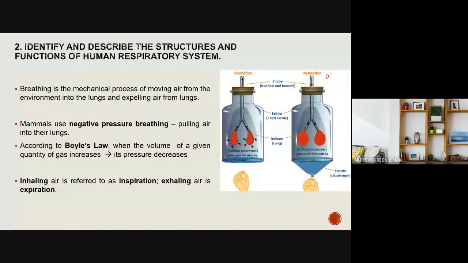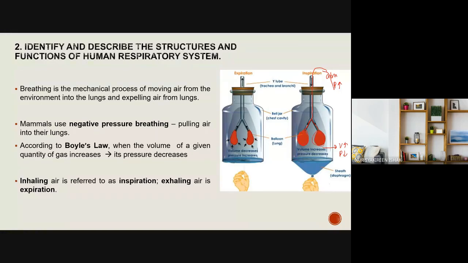Okay, so this is the atmosphere. The atmospheric pressure outside is high, and when you inhale, the volume increases and the pressure decreases. So when you expand your chest, your thoracic cavity, the pressure inside will decrease, and therefore the air outside will enter into your nostril, your nasal cavity, down your trachea into the left and right bronchi and into the lung. So this is what happens during inhalation.